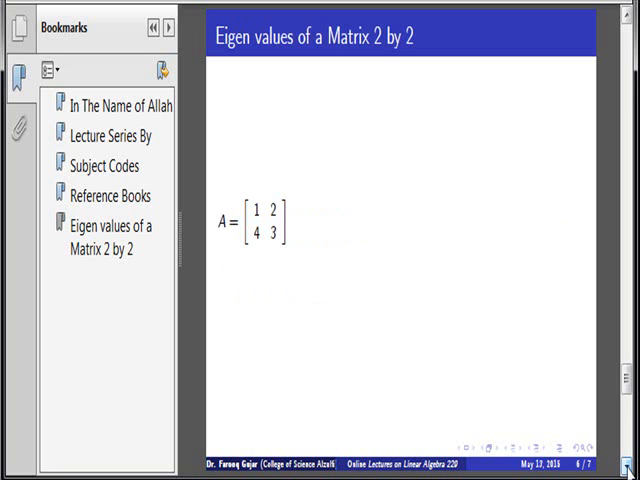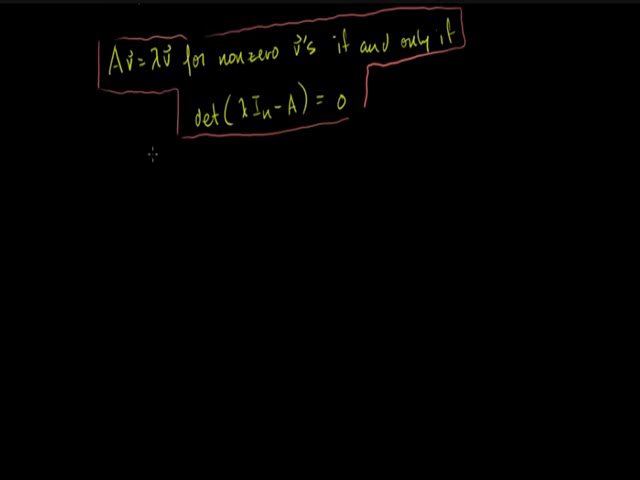This is the matrix, 1 2 4 3, and for this matrix we are going to find the eigenvalue. What is an eigenvalue? An eigenvalue is a real number. If this matrix is multiplied by this vector v, and there is a real number multiplied by this vector v for non-zero values of v, if and only if det of lambda I, the identity matrix of the same order as this A, minus the matrix A, is equal to 0.